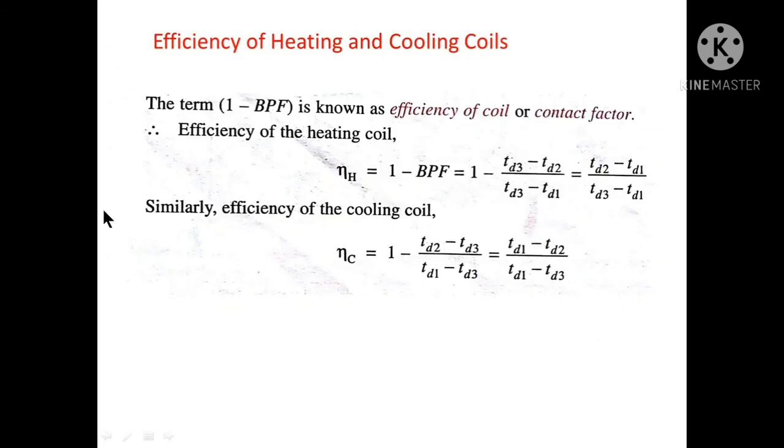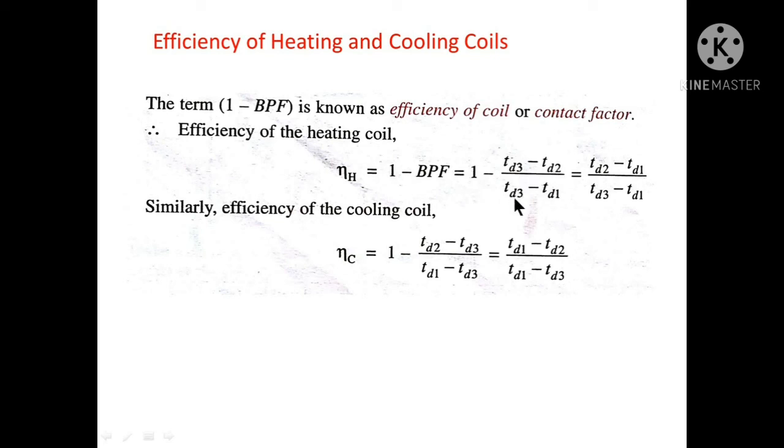Now the efficiency of the heating coil is given as 1 minus bypass factor, known as the efficiency of the coil or contact factor. Efficiency of the heating coil is 1 minus BPF, that is 1 minus (TD3 minus TD2) divided by (TD3 minus TD1). Simplify this, then finally you get (TD2 minus TD1) divided by (TD3 minus TD1).